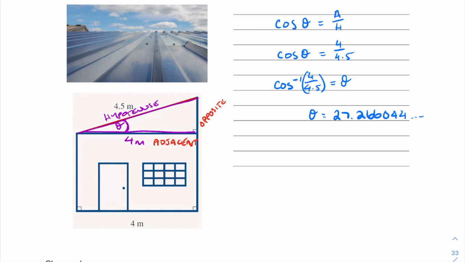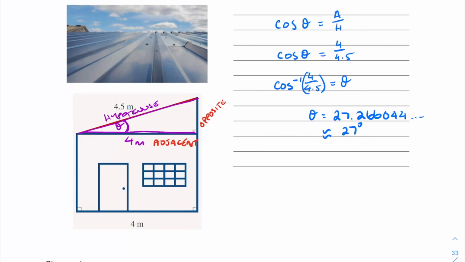The question asks for the nearest degree. In this case, that's the nearest whole number. So theta is approximately equal to 27 degrees. That's how it works. Awesome, guys.